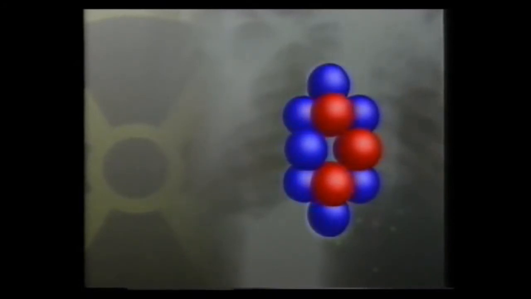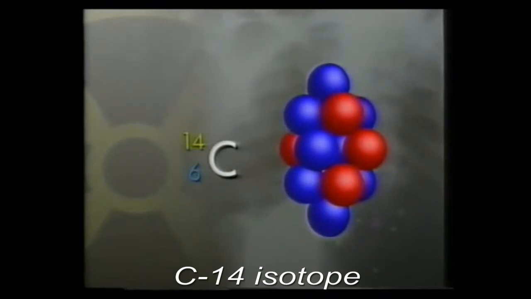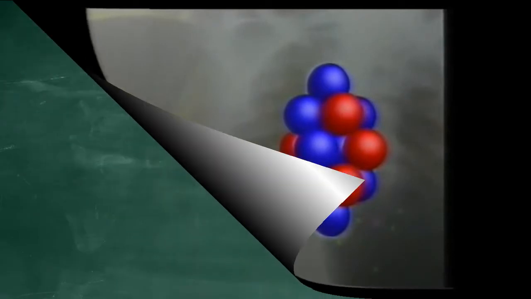What is this? 6 protons, 8 neutrons, 6 plus 8 equals 14. Atoms of the same element with different mass numbers are called isotopes. This is carbon-14.